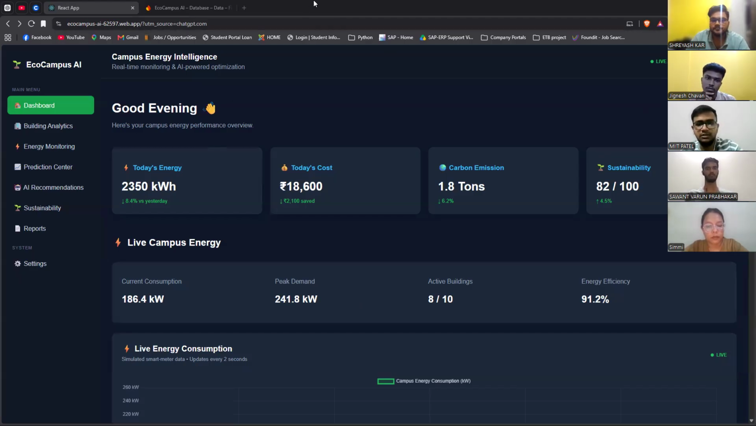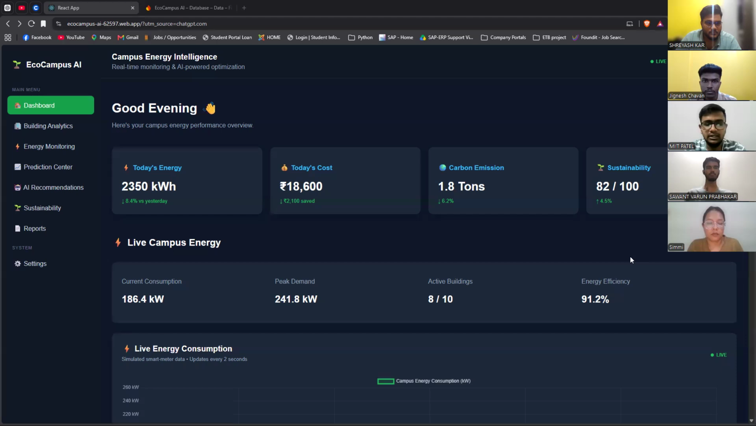Thank you, Shreyas. Now I'll be telling about the dashboard management's first view. As we can see in this EcoCampus AI dashboard, the first layer is designed specifically for the management. Instead of showing raw sensor data, it summarizes the whole campus through key performance indicators.